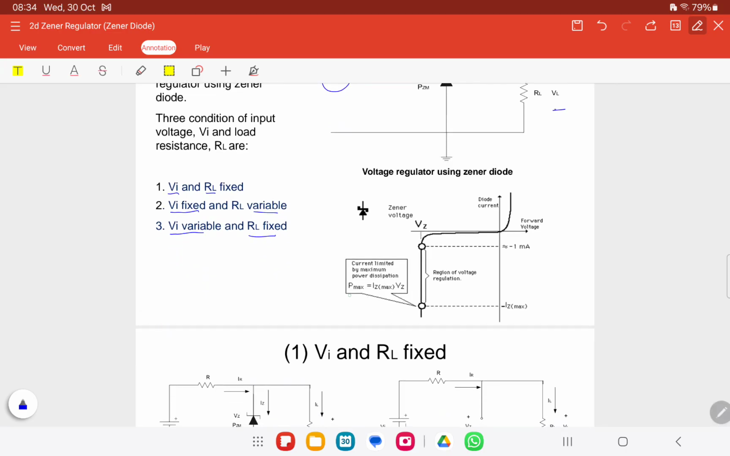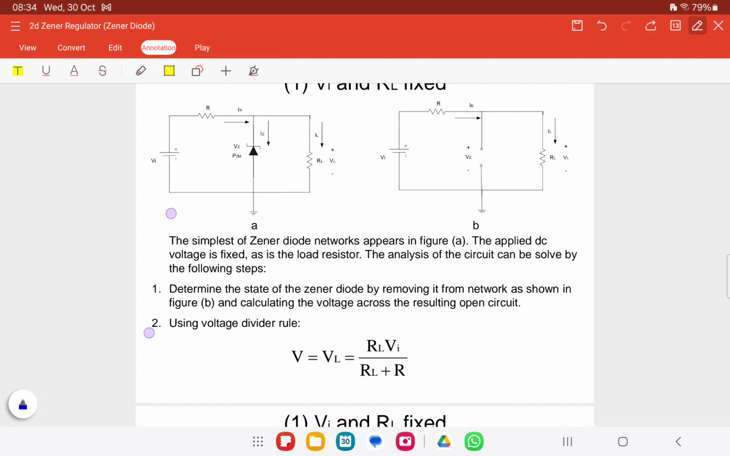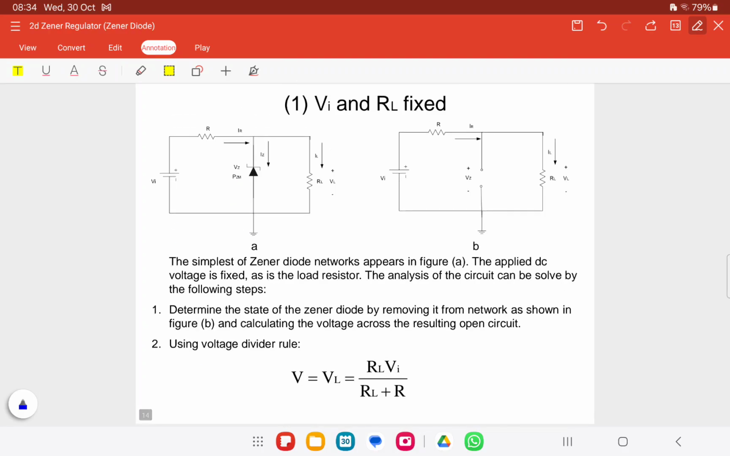Okay, and here it gives P equals to IZ times VZ. VZ is the Zener voltage value. Okay, first we go to the first one, which is the fixed case for both. Okay, first step is we need to determine whether the Zener diode is on or off.